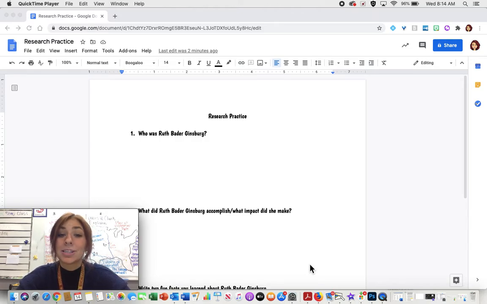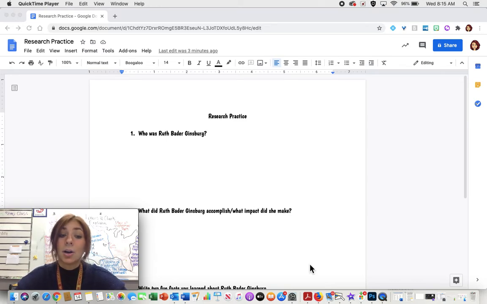Today we are going to be talking about how to research information that we need to find in order to complete an assignment or one of our jobs as a third grader. Here we're going to do a practice together, and I'm going to model for you what my expectations are for you when you are doing your research.